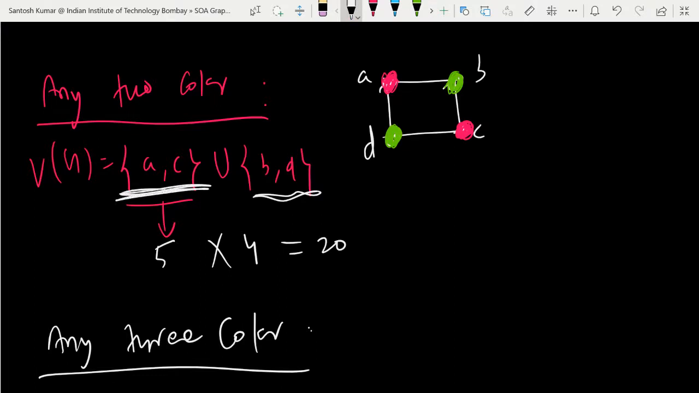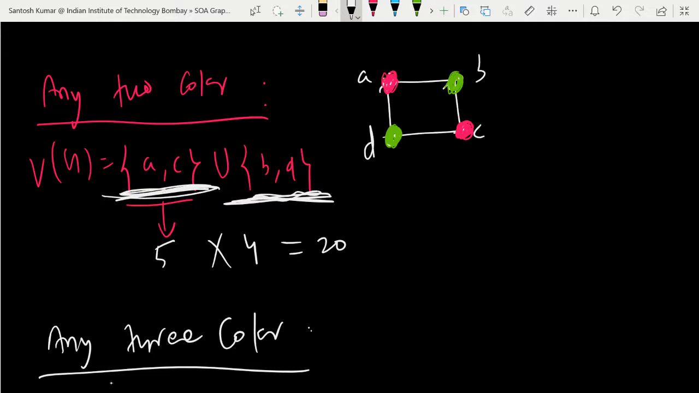So look here. I partition the vertices into 2 independent sets. This is the first independent set, and this is the second independent set. AC can be given any one color, and how many colors are available to us? 5 colors. So AC can be colored in 5 ways. I will use any one of them. So I have 5 choices for AC. Do you agree? Yes, sir.